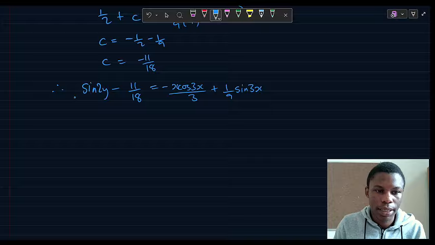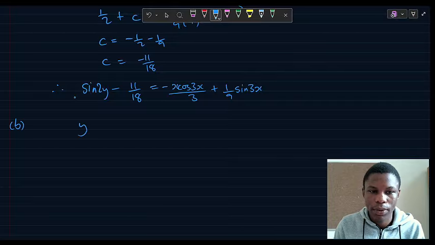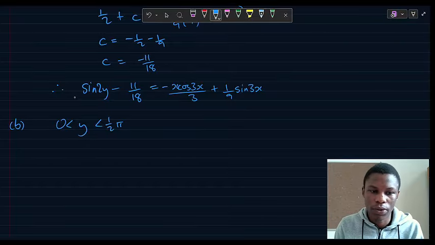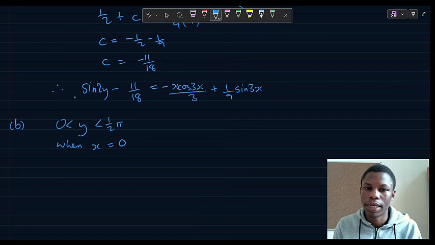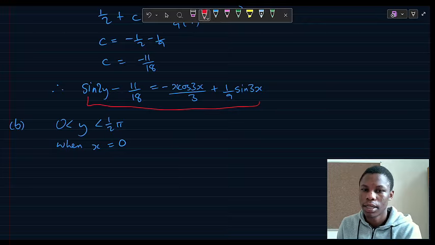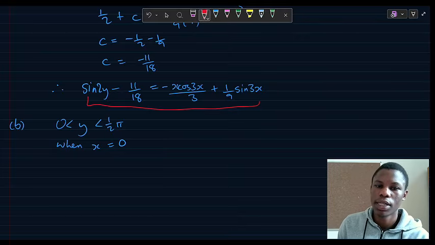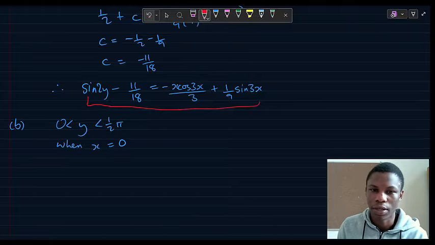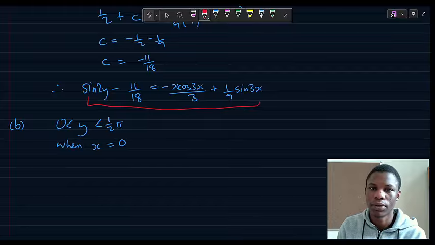Now part B says, given that y is between 0 and a half pi, find the values of y when x is 0. Okay, so we're using this equation here, and we want when x is 0. So when x is 0 here, we're going to multiply by 0, so the whole thing just becomes 0, right? And then here we're going to take sine of 0, so that part just becomes 0. So the whole right-hand side is equal to 0.